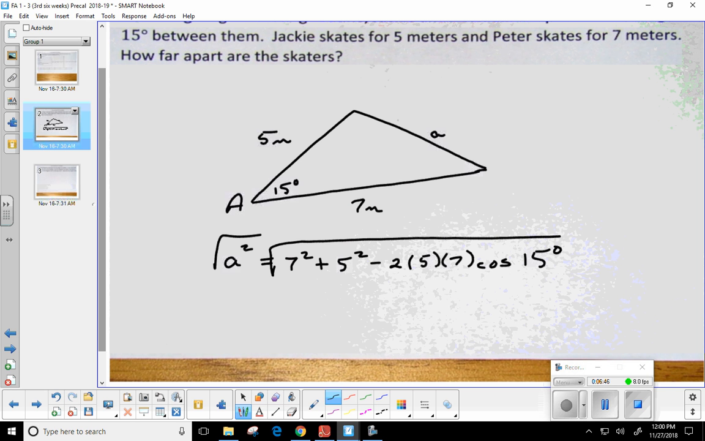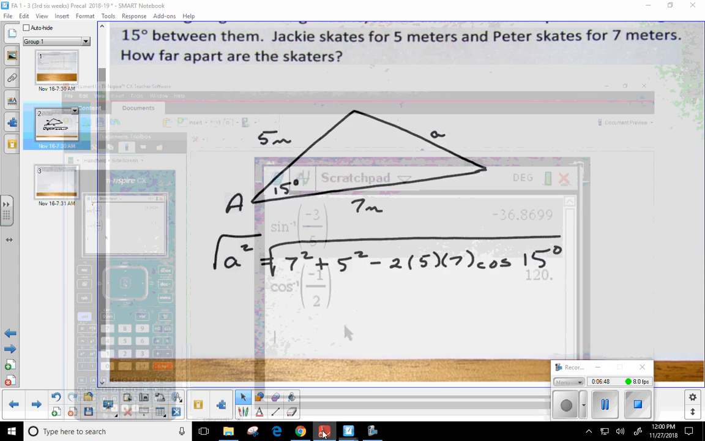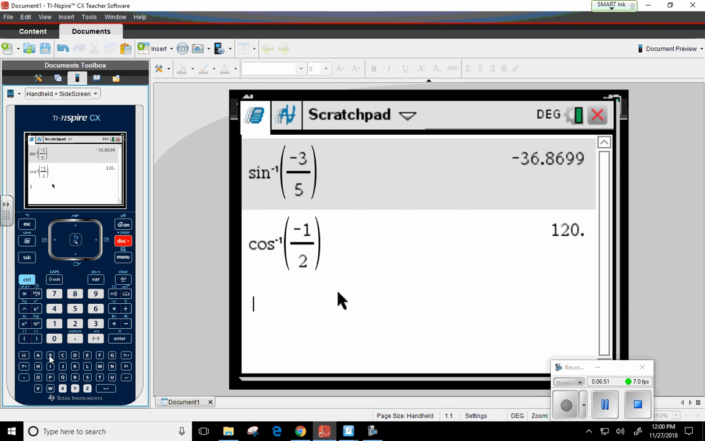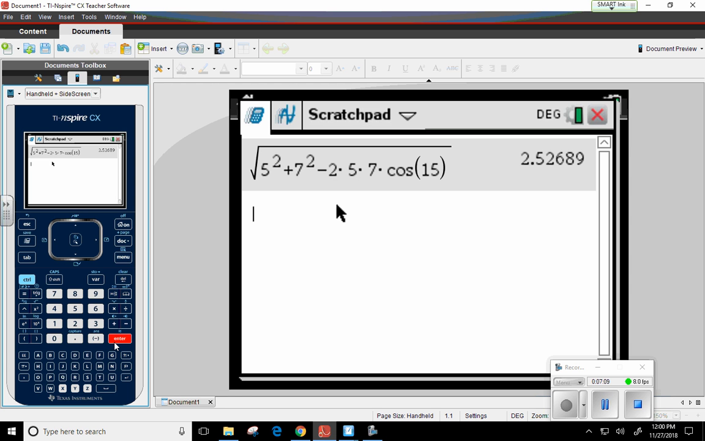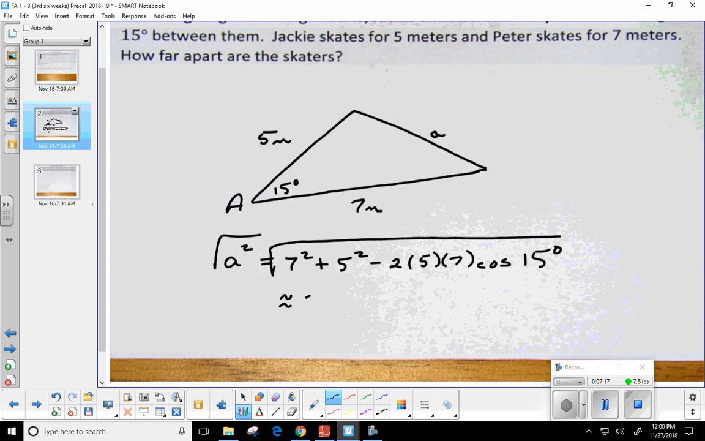So when I go to the calculator, I'm going to type in this entire expression as I have it. Let me get rid of those inverses real fast, so I've got one big radical. I've got 5 squared plus 7 squared minus 2 times 5 times 7 times the cosine of 15 degrees. Again, make sure my calculator's in degrees. We don't need to change it to radians. When I push enter, Jackie and Peter should be about 2.5 meters away from each other. Okay, about 2.5 meters.